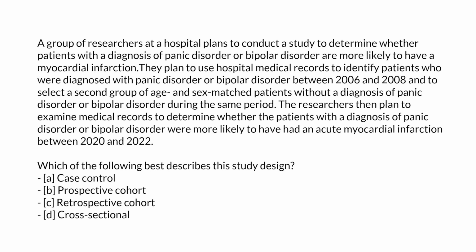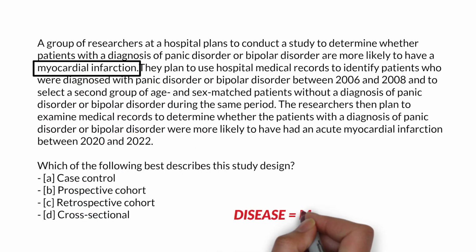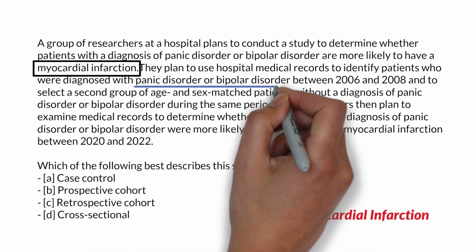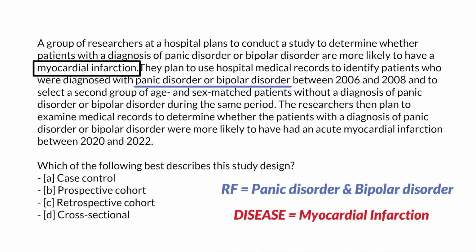Alright, so in this scenario, myocardial infarction is the disease. Panic disorder and bipolar disorder are the risk factors we are studying. We are trying to find out if people with these two risk factors are likely to develop our disease of interest, which is myocardial infarction in this case. So now we are analyzing the past medical records to find patients with one of these risk factors, either panic disorder or bipolar disorder. In other words, we are going back in time retrospectively to find patients with the risk factor and without the risk factor.